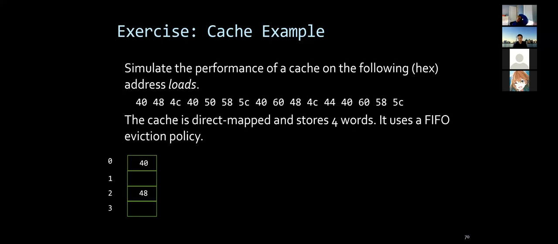Okay, let's continue. So when we get 4C, right? C means 12, right, in hexadecimal. So essentially it goes to the third block. Is this part clear to everyone?